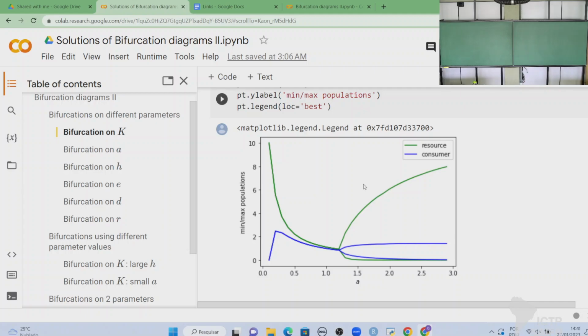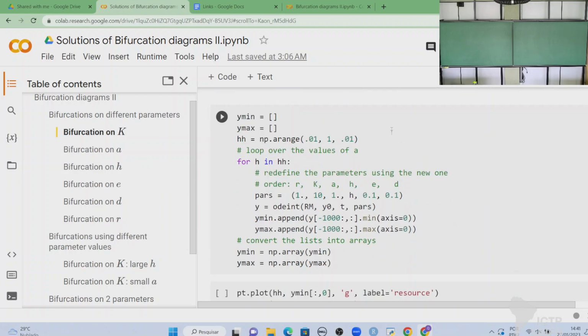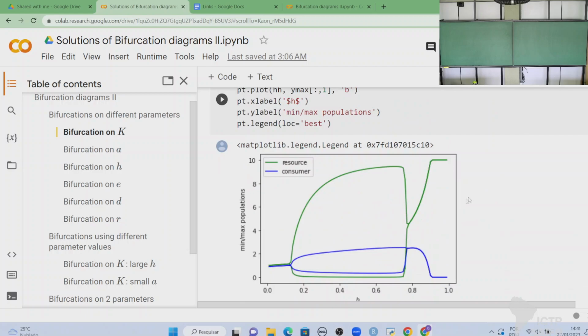You start with some range, and then you say, okay, here it is already extinct, so I don't need to go over this region. I can go to the other side, and then go a bit over on the other side, and maybe look into more detail in some region, right? Okay, so the bifurcation on H looks like this.